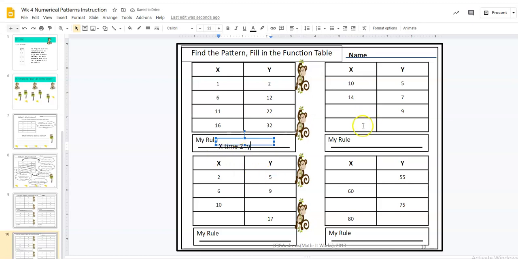All right, you're going to do that same thing for these 3 remaining tables. Good luck on this, and I hope you enjoy the activity.